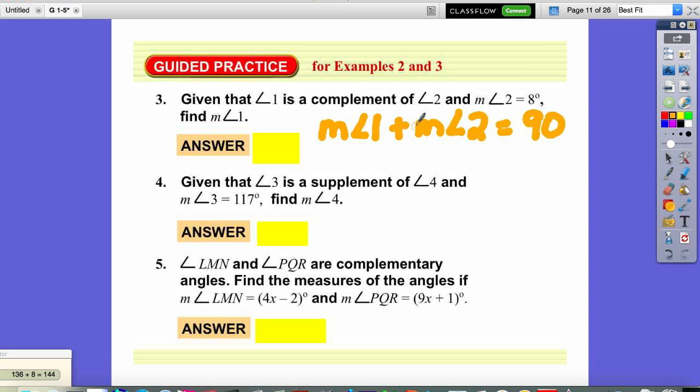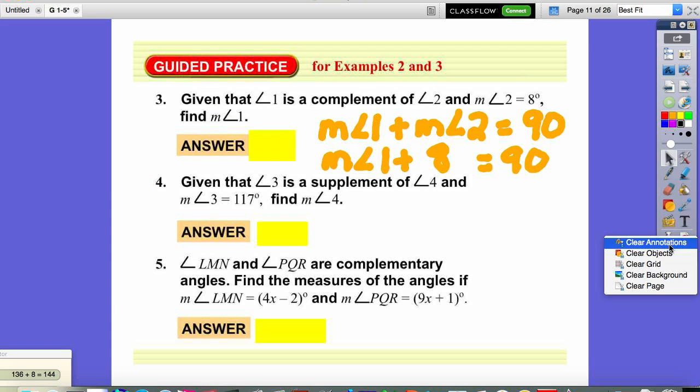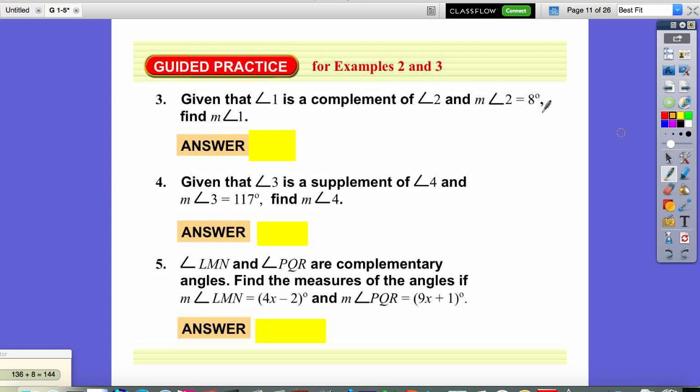So the reason that we wrote this is because we're told they're a complement, and this is the definition of what complement means. So the measure of angle 1 plus 8, which is the measure of angle 2, is 90. How do we know that? Because we're using substitution. We subtract 8 from both sides, and the answer is 82. Now we're going to go on to the next one.